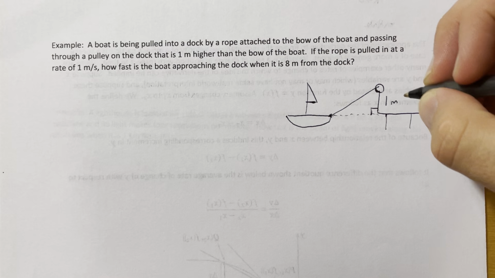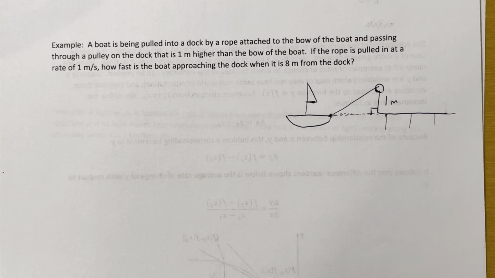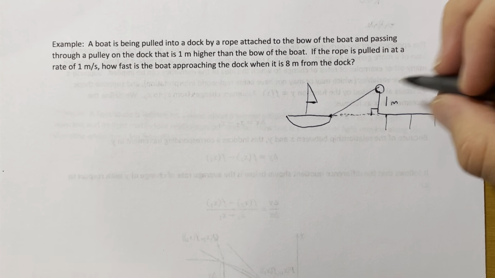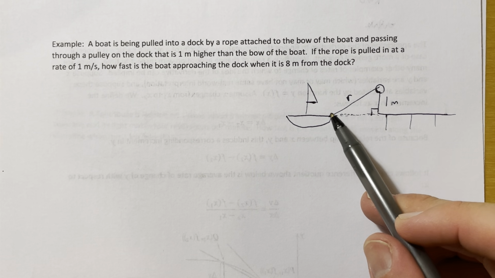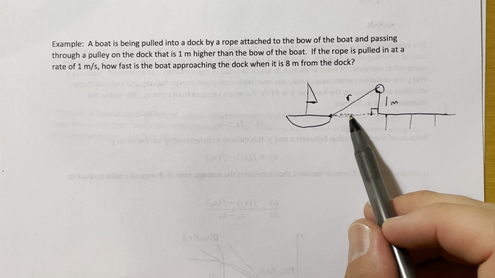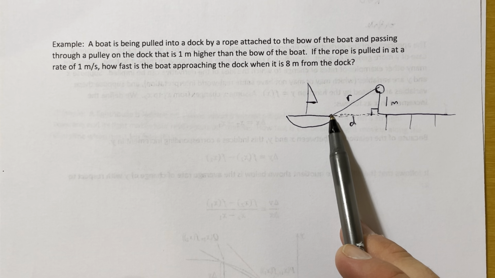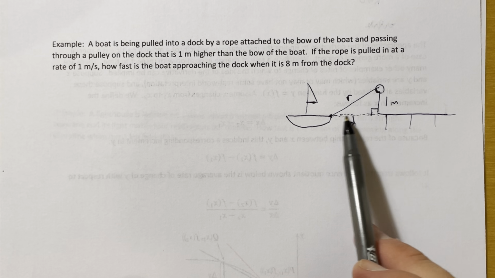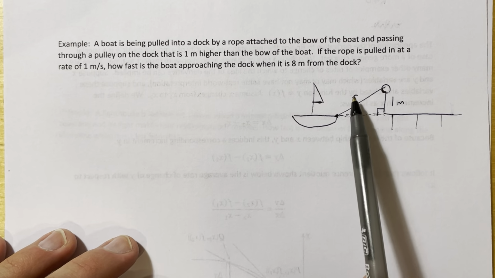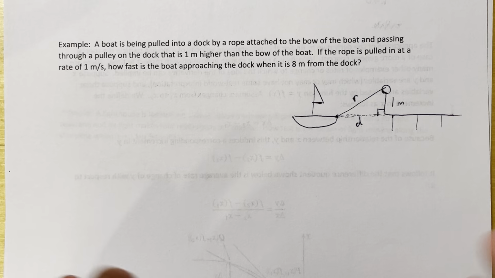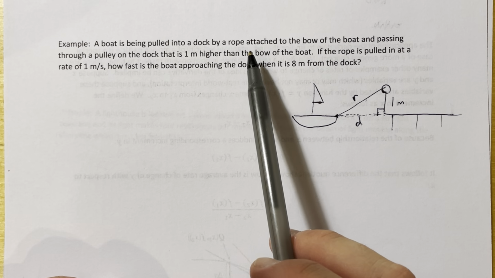So notice what I've done here is I've created this right triangle. And what are the legs of this right triangle? What do they represent? What does the hypotenuse represent? Well, the hypotenuse, I'm going to call that R, because the hypotenuse is the length of rope between the boat and the pulley. This dashed line right here, I'm going to call that D. And what that stands for is the distance from the boat to the dock. Okay? So that is a relevant quantity in this problem. Now, how would I relate these quantities? Well, even before I say that, have I included in my diagram all of the quantities that are relevant to this problem?